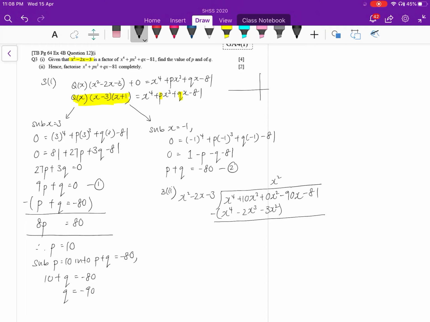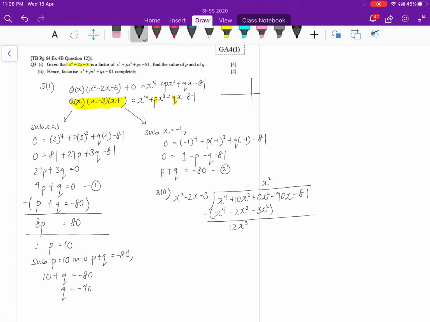What do I get? x to the power 4 minus x to the power 4 disappears. 10x cubed minus 2x cubed is 12x cubed. 0x squared plus 3x squared, minus is plus, and I'm going to bring down the minus 90x. Right? Now I'm going to remove 12x cubed. To remove 12x cubed, I will multiply by 12x. 12x times x squared is 12x cubed. 12x times negative 2x is negative 24x squared. 12x times negative 3 is negative 36x. Don't forget to put the minus and the bracket.